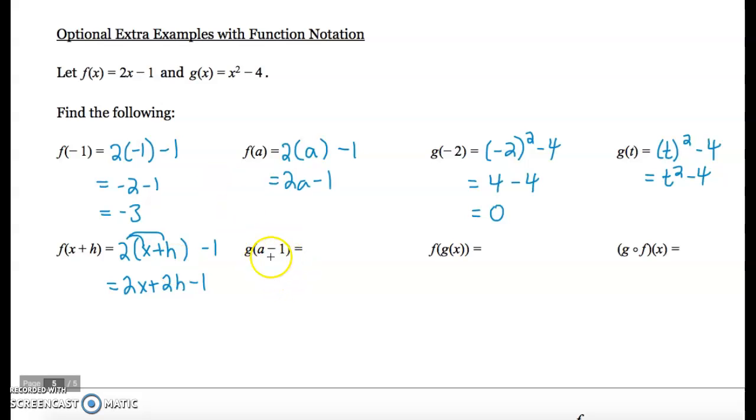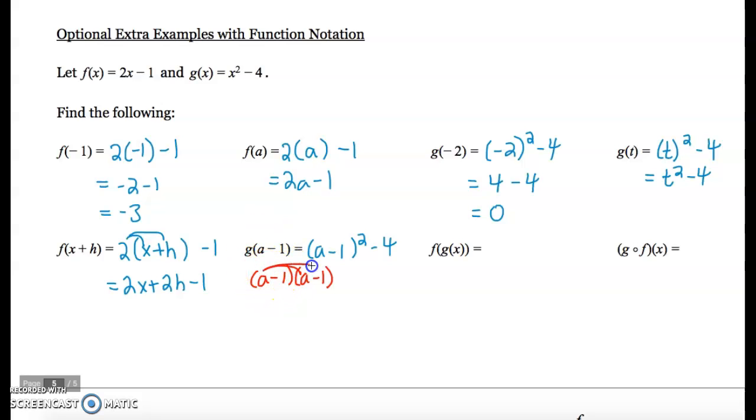All right, g of a minus 1 means I'm going to be plugging a minus 1 into my g function. So I have my input squared minus 4, and my input is a minus 1. Now, can I distribute that exponent? Absolutely not, because I have addition or subtraction happening inside of my expression. So what I'm going to have to do instead is a minus 1 times itself.